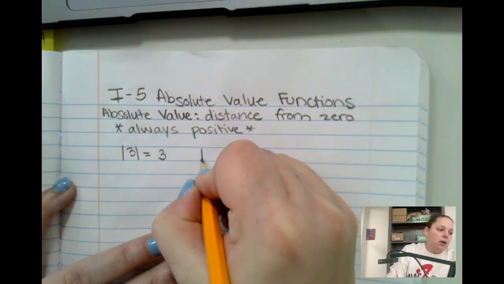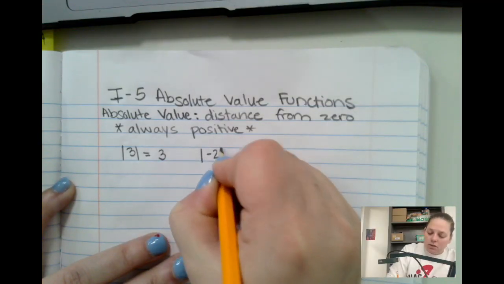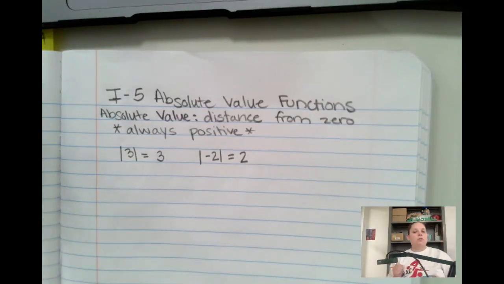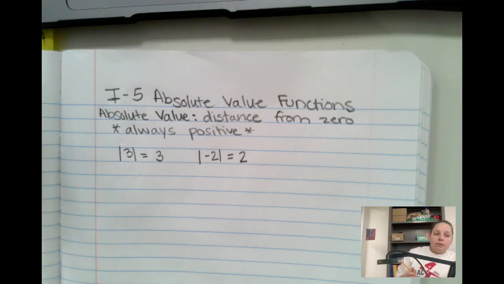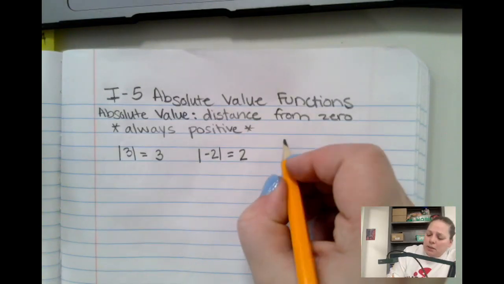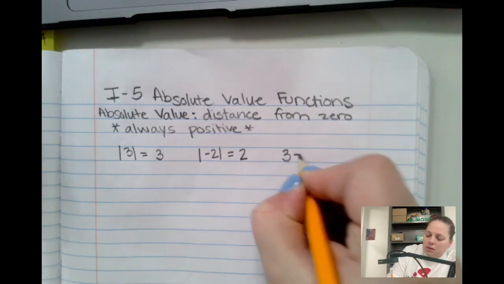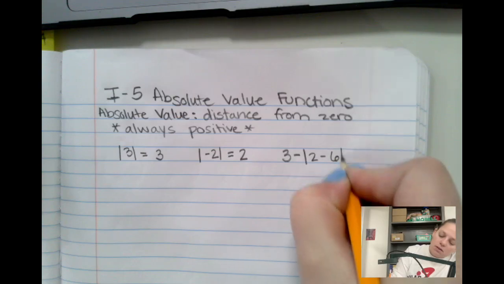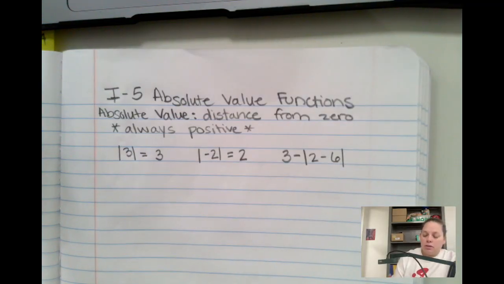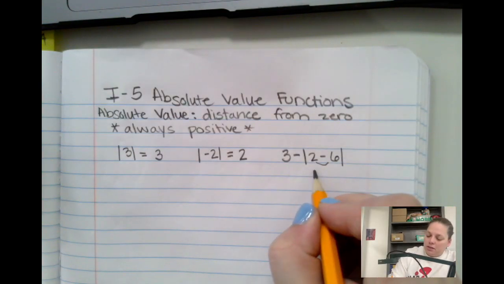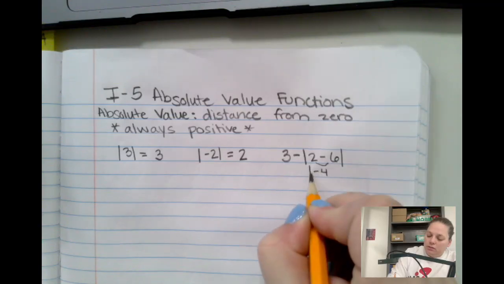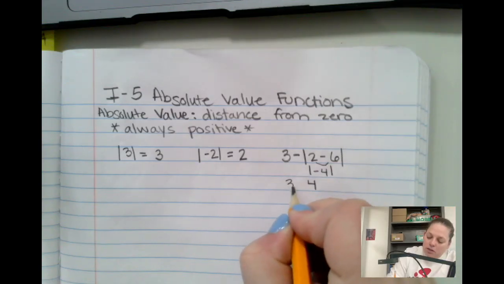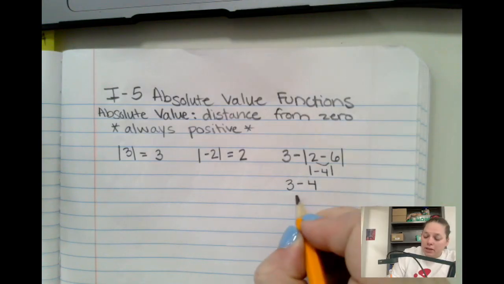Okay, the absolute value of negative 2. How far away from 0 is 2? Negative 2 is 2 away, so positive. Okay, but then if I do 3 minus the absolute value of 2 minus 6, okay, 2 minus 6 is negative 4, and then the absolute value of negative 4 is 4. So now if I bring down that 3 minus 4, the answer is negative 1.